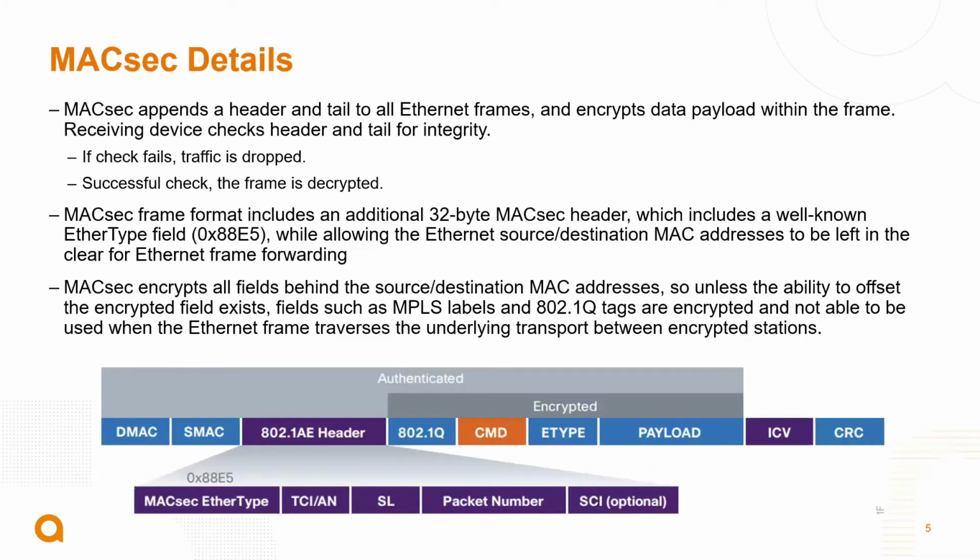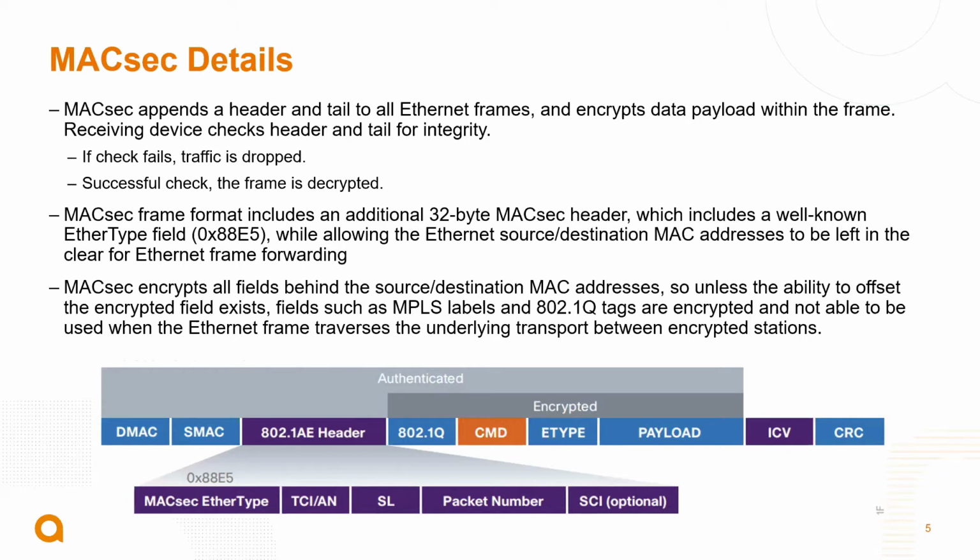When we're looking at MACsec, the frame format adds an additional 32-byte MACsec header, and it uses the well-known ether type field 88E5. But it allows the Ethernet source and destination MAC addresses to be left in the clear, so the devices can forward the traffic. As traffic goes across these encrypted links, the receiving device is going to check that header and that tail. If the check fails, traffic is dropped. If the check is successful, then the frame is decrypted and then passed on.